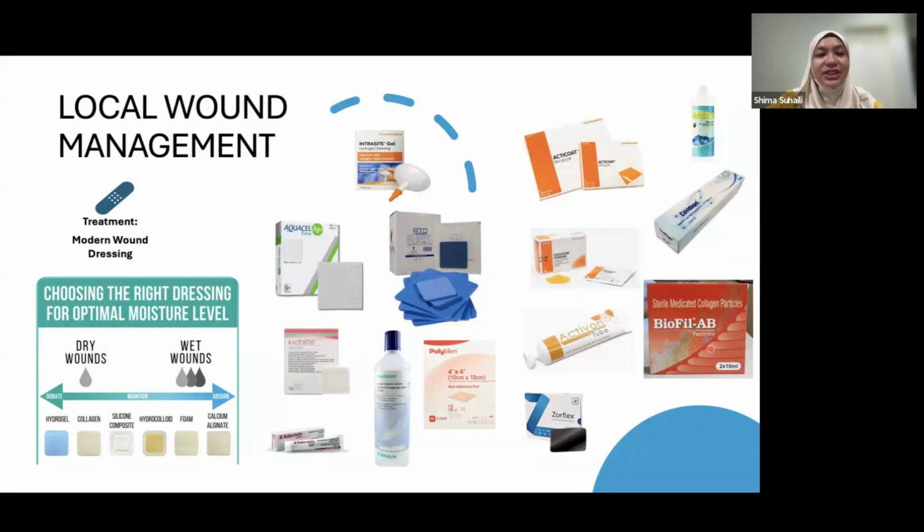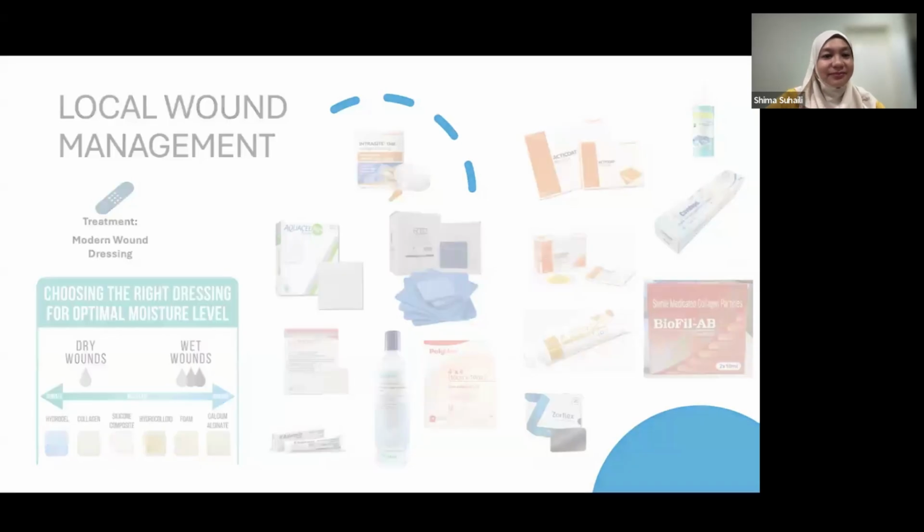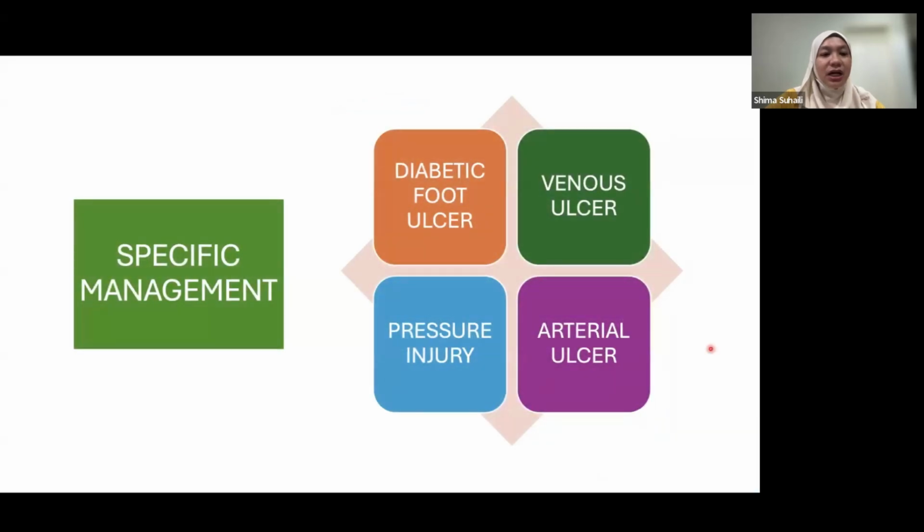Kita boleh manage, kita boleh decide based on our wound assessment. Okay, to teach you how to choose this dressing is another big topic. Alright. So after kita dah dapat etiology diagnosis, kita dah identify risk factor, kita dah buat local wound management, now we have to go for the specific management because some of the ulcer tak cukup setakat dressing. It needs more than that to provide good wound healing.